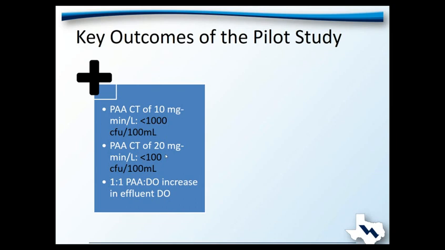With double that relative contact time, or CT, of 20 milligram minutes per liter, we could get down to, again with just PAA, less than 100 CFU per 100 mL at the end of that pilot reactor. So this was pretty exciting results and led to the next phase of the project, which was a full-scale application. The other positive benefit that may or may not have been mentioned already this morning is that, as Dr. Linden pointed out, we do see as a byproduct of the breakdown of peracetic acid some dissolved oxygen, and that was evident in the pilot study where we were able to measure an increase of about 1-to-1 in terms of parts of DO per part of PAA that was added in effluent DO increase at the end of the pilot reactor.